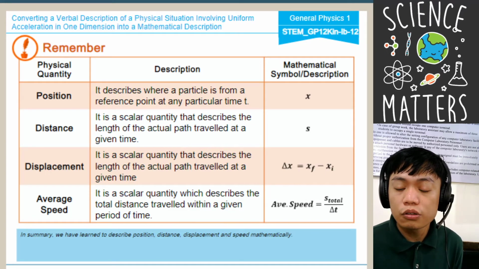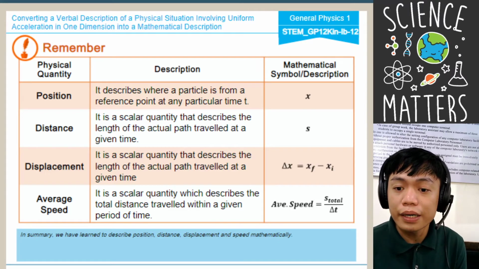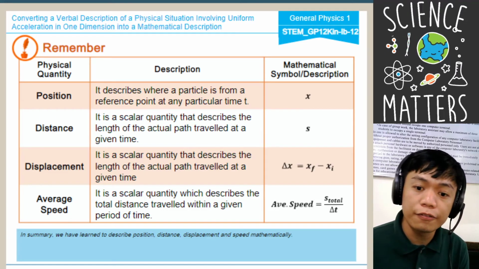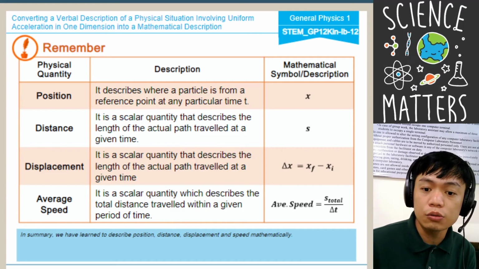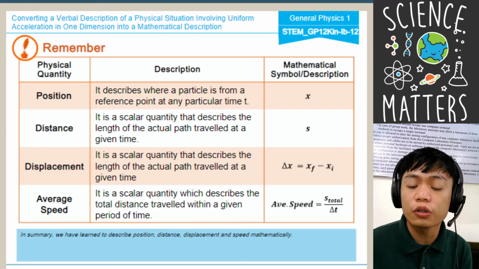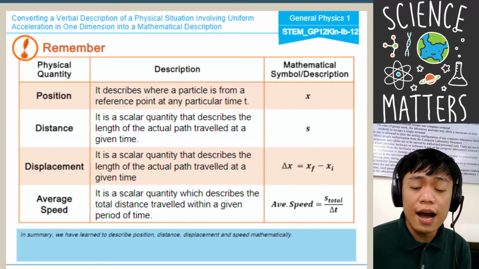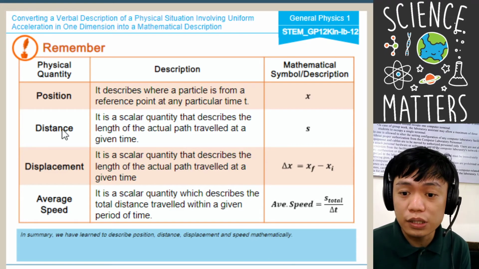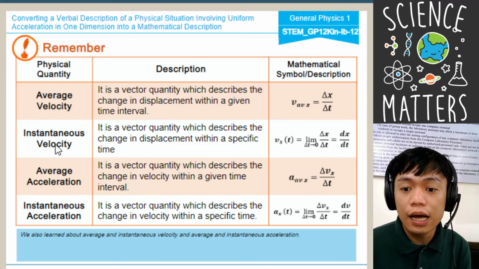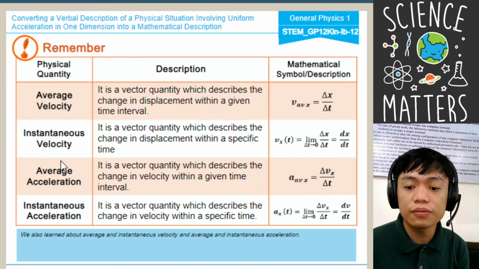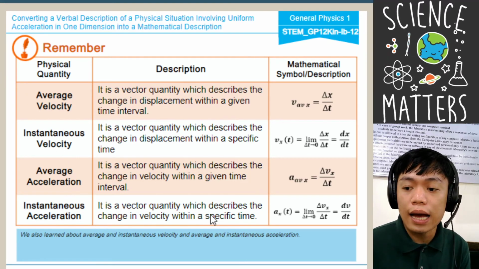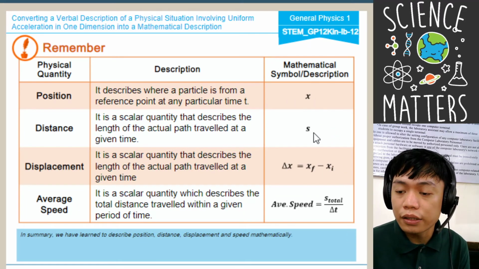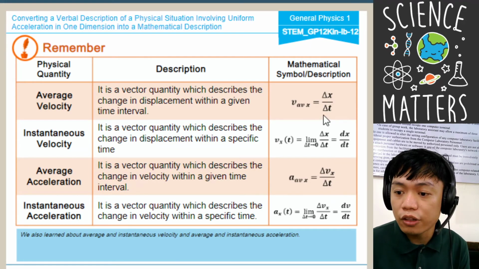Remember that these are the physical quantities in our discussion of physics. These are the basic formulas so that you will not be confused in our future discussions. We have position, distance, displacement, average speed, average velocity, instantaneous velocity, average acceleration, and instantaneous acceleration. These are their symbols, and you have to memorize all that.